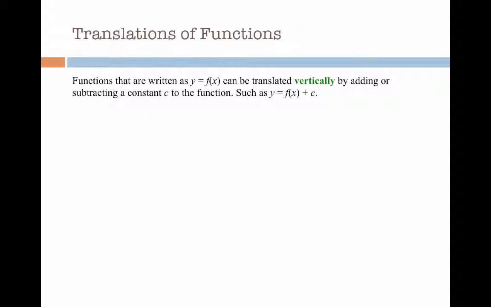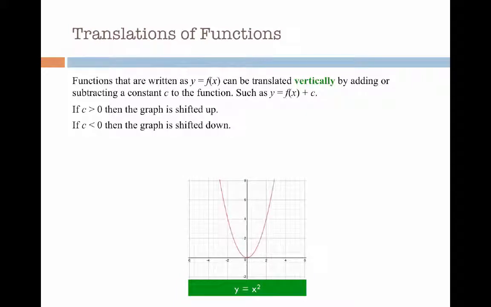Now functions that are written as y equals f of x can be translated vertically by adding or subtracting a constant c to the actual function itself, such as y equals f of x plus c. If c is positive, then the graph will move up, and if c is negative, the graph will shift down. Let's take a look at what that means.